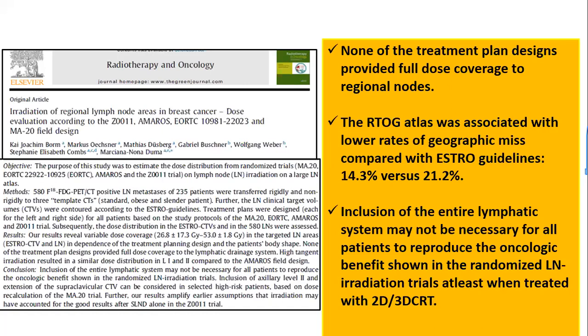So in this paper, they have seen in these landmark trials that RTOG fields failed in around 14.3%, whereas ESTRO has failed in approximately 20%. So what they have concluded in this study is that inclusion of the entire lymphatic system is not necessary to give that oncological benefit to our patients, especially when we treat the patients with the 2D or 3D CRT technique at least. But when we try to give it with IMRT and proton therapy, maybe we should take a larger volume, and when the patient has risk factors, maybe we should go with it.